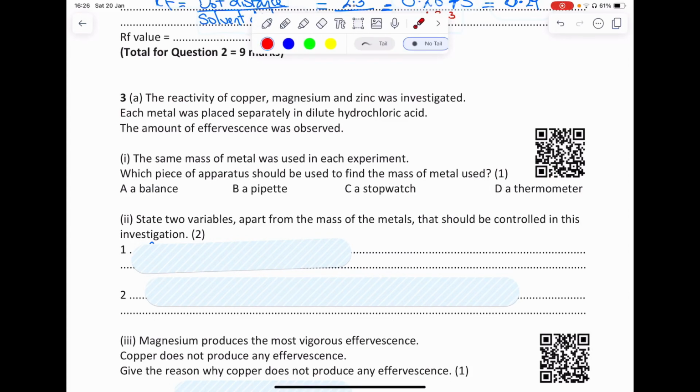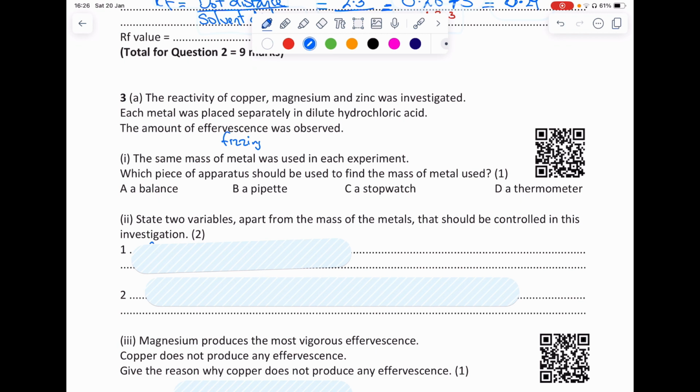Okay, so we've got the reactivity of some metals being investigated, and they're telling us that each metal was placed in a separate container of dilute hydrochloric acid, and the amount of effervescence. Now remember, effervescence means fizzing, and the amount of effervescence was observed. The same mass of metal was used in each experiment.